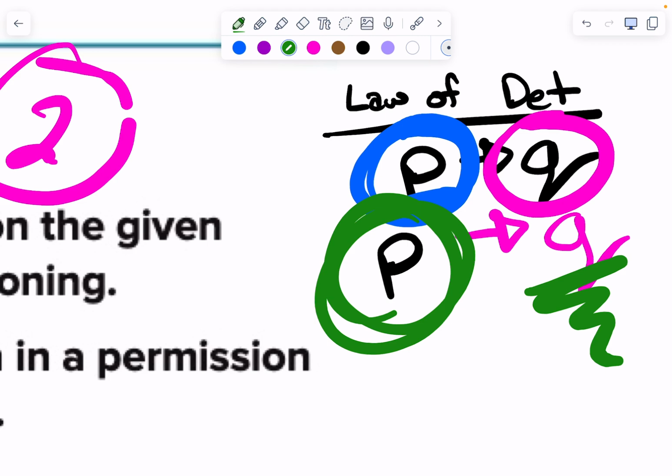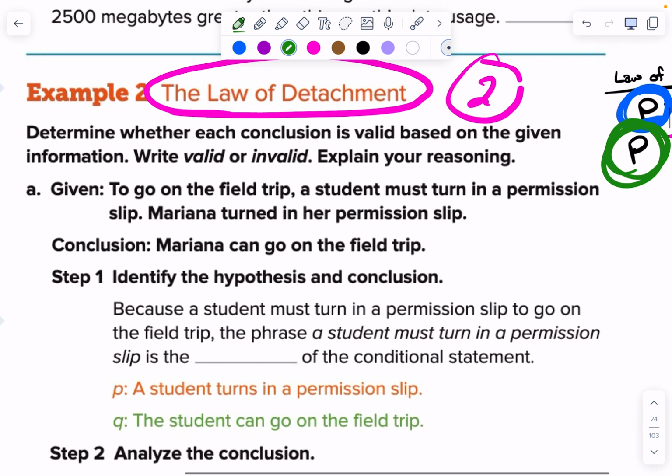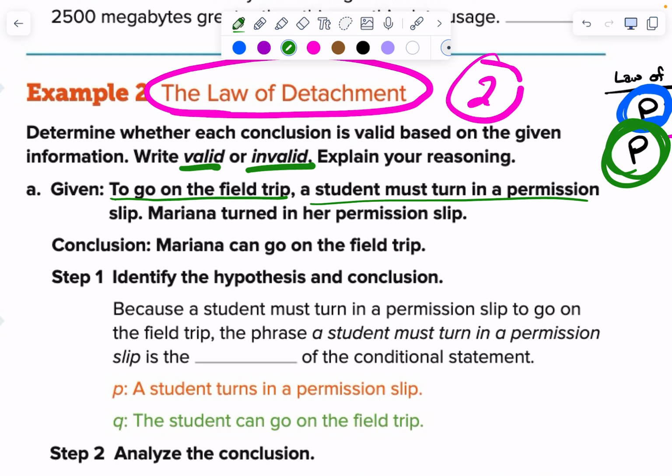Sometimes we have to come up with the Q statement. Let's see how this works. Law of detachment: figure out whether it's valid or invalid. Given, to go on a field trip, a student must turn in a permission slip. What's the P part of that? To go on a field trip. If you want to go on a field trip, that's the if part. A student must turn in a permission form. That is the Q part.